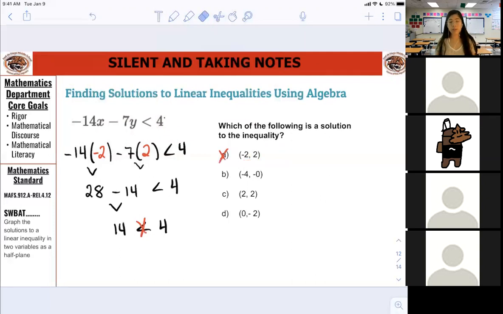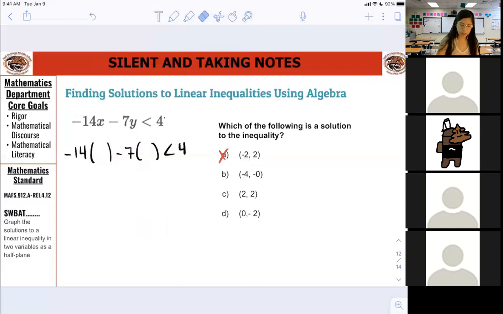So instead of looking for an answer where you have the same number on both sides, you're just looking for an answer where the inequality makes sense. So in this case, it doesn't make sense, so that's not a solution. Okay, let's do another one.